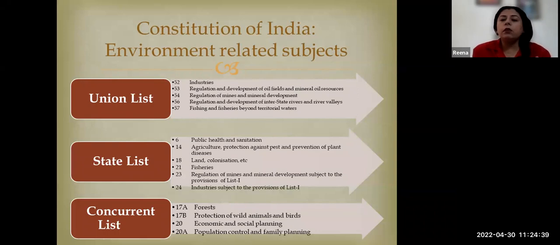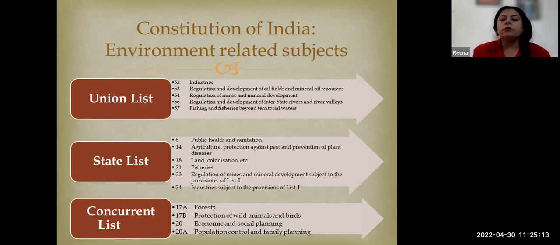So basically, all the subjects considered in the union list required monitoring at the central level, because they have no physical dimensions, no physical boundaries. Subjects like oil fields, mineral oil resources, and interstate rivers are beyond the physical boundaries of any state. So those kinds of subjects were taken up in the union list.